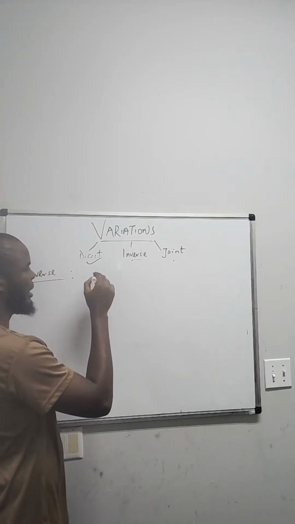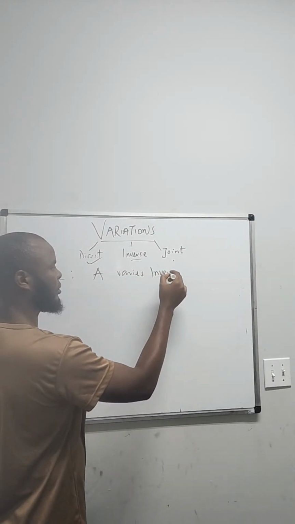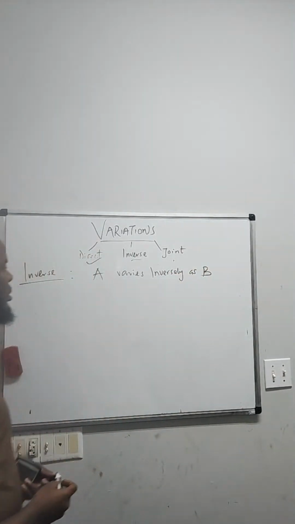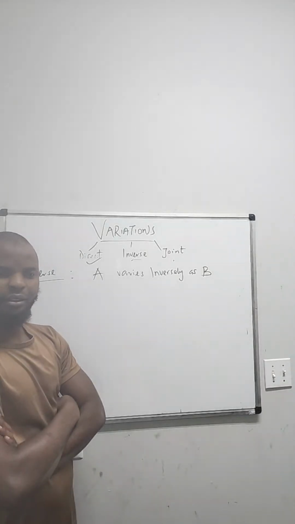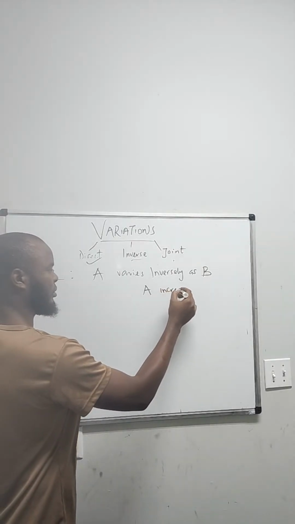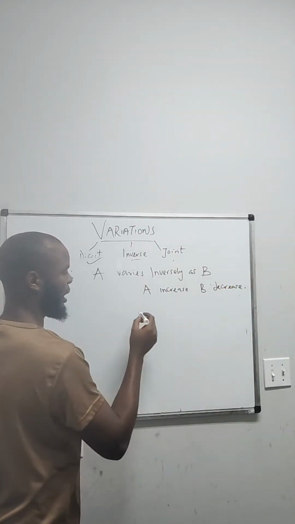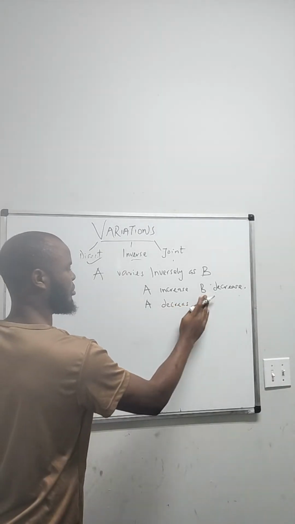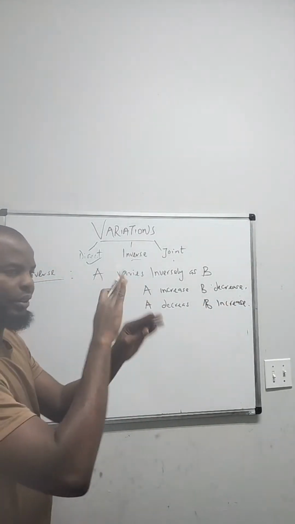Now, let's say A varies inversely as B. The word inverse, what do you understand by inverse? So if A increases, B decreases? Good. So that means if A increases, B decreases. And also, if A decreases, B is going to what? Increase. The reverse is the case.